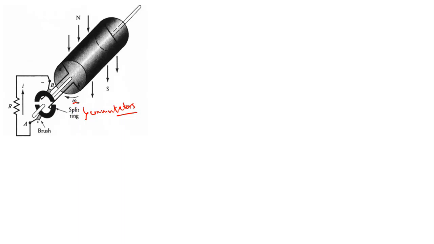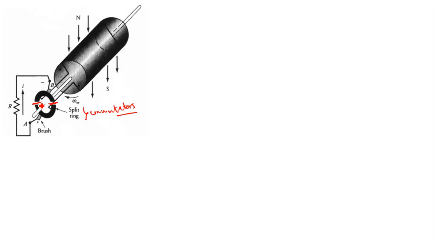Split ring means the same ring is split and there is no connection in between. Now with the split ring, one end is connected to one split and the other end is connected to the other split. Because there is one coil, we have two splits, only splitting once. If there are many coils, then we have to split many times. So this is called a split ring with insulating dividers. These are called commutator segments.